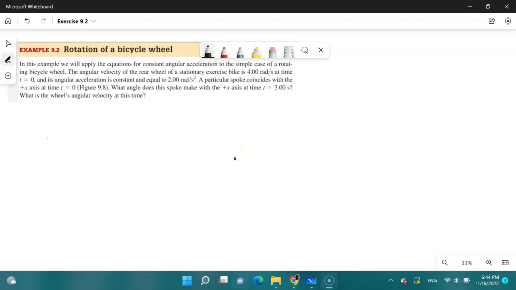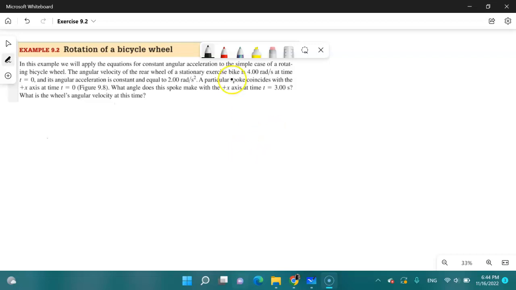Okay, so in this example, we're being asked to find the rotation of a bicycle wheel. It tells us that the angular velocity of the rear wheel of a stationary exercise bike is 4 radians per second at time t equals 0, and the angular acceleration is constant and equal to 2.0 radians per second squared.